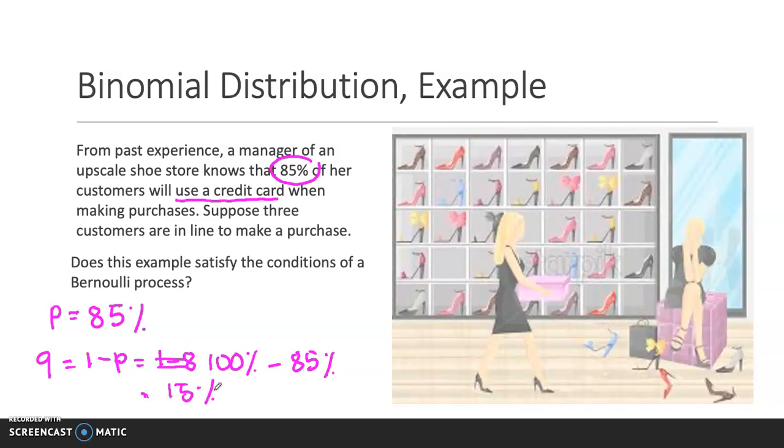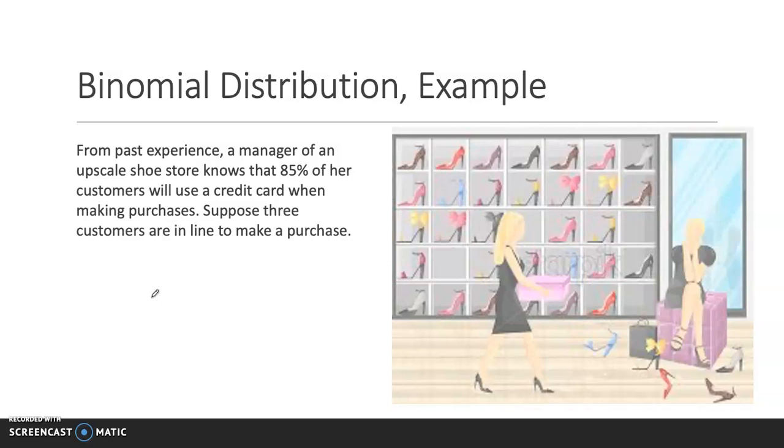So here this experiment has 2 outcomes: using a credit card with a probability of 85% or not using a credit card with the probability of 15%. Moreover, given a large number of customers, these probabilities of success and failure do not change from customer to customer.